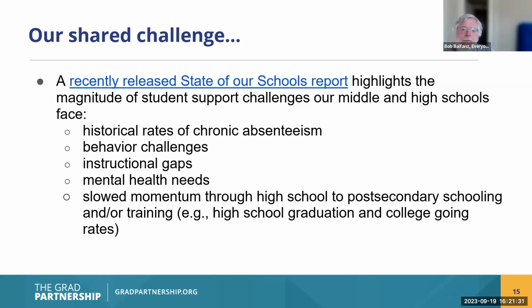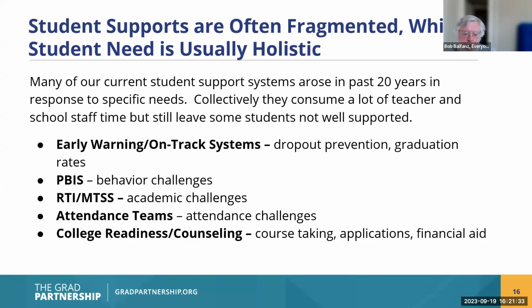So if we go to the next slide, one of the things we really heard from these teachers and principals was how fragmented things have become, all for good reasons over time, but ultimately not to a good result in the end. Over the past 20 years, most schools have added student support systems of different types for the problem of the year, for a better way to say it, right? Early warning on track came out around dropout prevention. PBIS came as an alternative to zero tolerance and better ways to have a more positive environment for behavior, not a negative environment. RTI and then MTSS were about academic challenges.